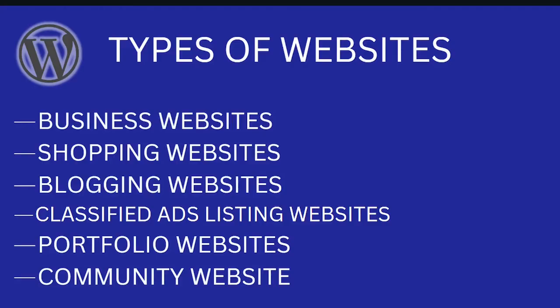So here are the types of websites we can build using WordPress. The first one happens to be business websites. Okay, so you can build a business website using WordPress. The next one is a shopping website or an e-commerce website. Now with the shopping website, here we have two forms. We have multi-vendor sites and we have single vendor sites.